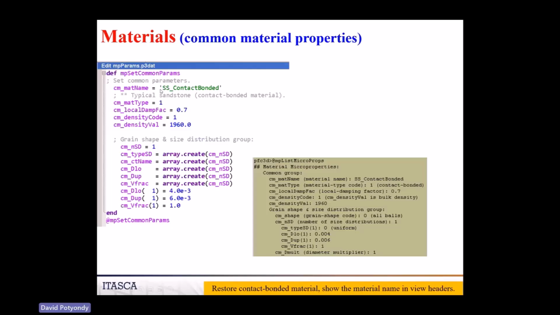There's these common parameters. That's where we're setting them. This is the values from that previous table. So this guy has lower diameter, upper diameter, goes from 4 to 6 millimeters. Volume fraction is 1. Number of size distributions 1. So this is a simpler one. Here's density, damping factor, etc. Okay.